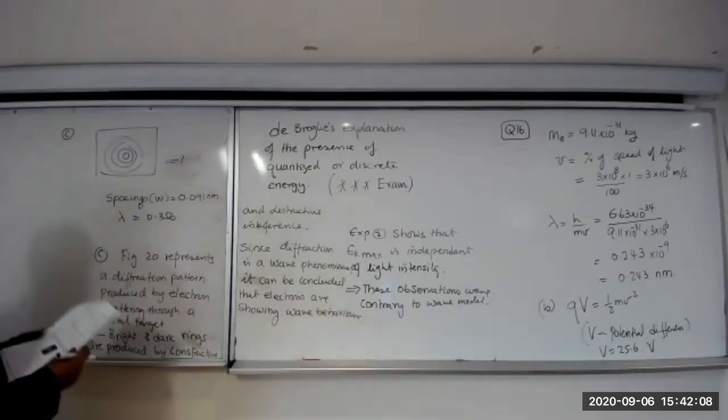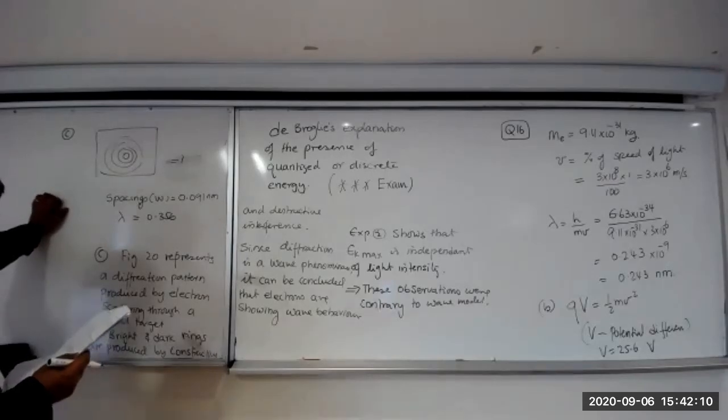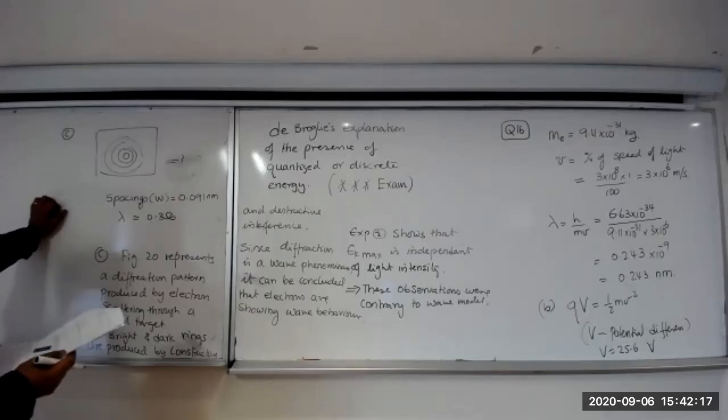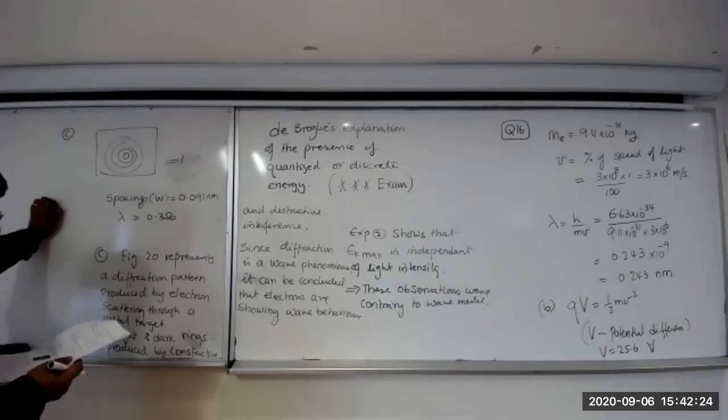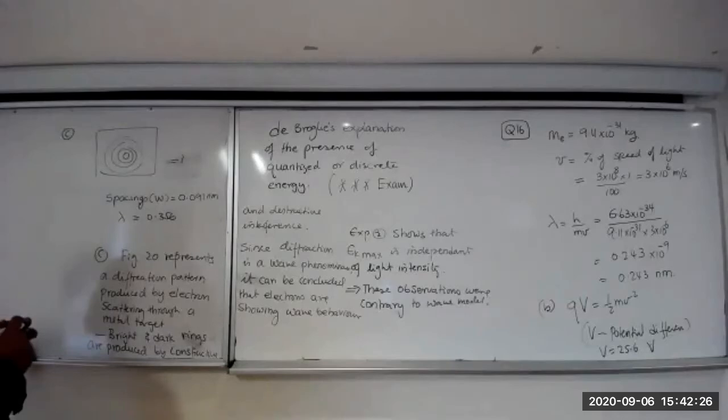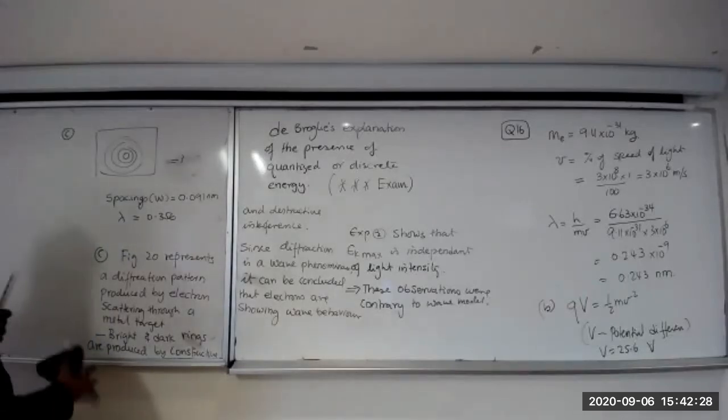Basically, we're recognizing the pattern as a diffraction pattern, and then we're describing how the rings are produced, and then we're mentioning that diffraction is very unique to waves. So therefore, we can conclude that the electrons are behaving like waves.